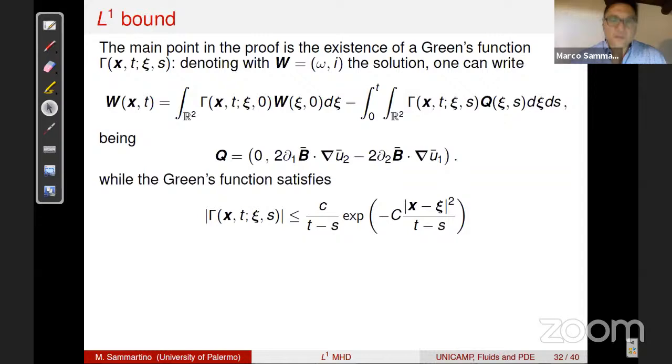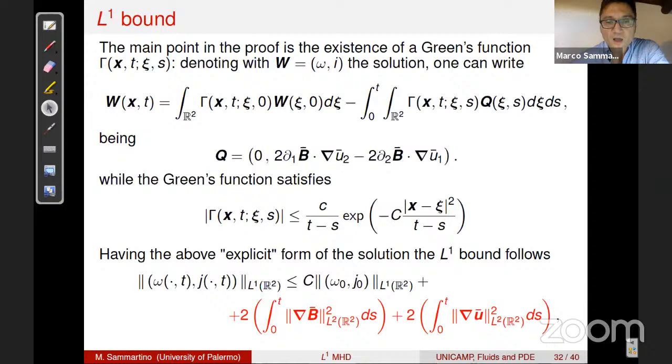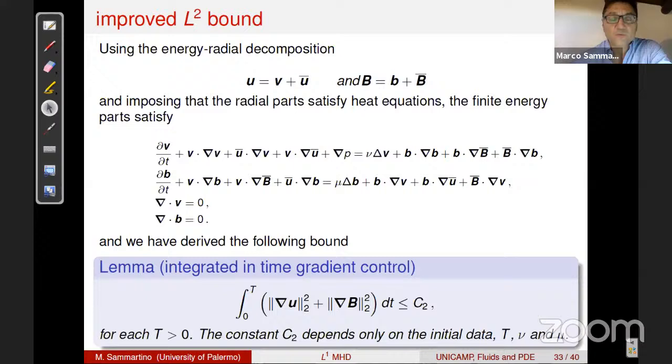The above theorem is just a consequence of the existence of Green's function. You can find that in the book of Aronson, for example. Okay. So once we have the L1 bound, we can go back again to the energy radial decomposition, and we already have the equation, and we already showed that. So this is just a recap of what we've done.